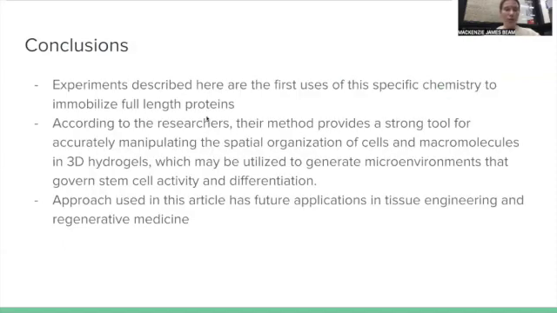So in conclusion, the experiments described here are the first uses of this specific chemistry to immobilize full-length proteins in a reversible manner. According to the researchers, their method provides a strong tool for accurately manipulating the spatial organizations of cells and macromolecules in 3D hydrogels, which may be utilized to generate microenvironments that govern stem cell activity and differentiation. The approach used in this article also has promise to be used in tissue engineering and regenerative medicine applications.